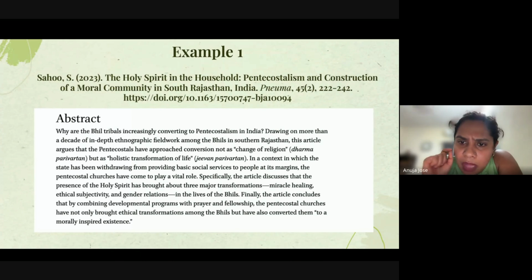So he had this observation. Okay, the state services are being withdrawn from these people. So where do these people go to? So naturally, they started to rely on Pentecostalism. But what kind of reliance did they have?